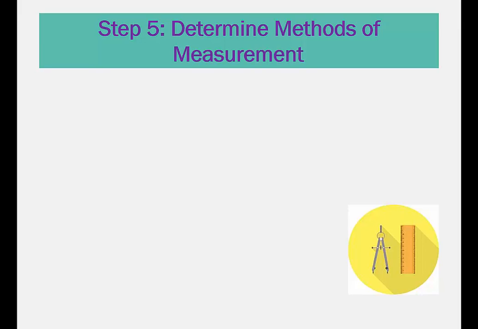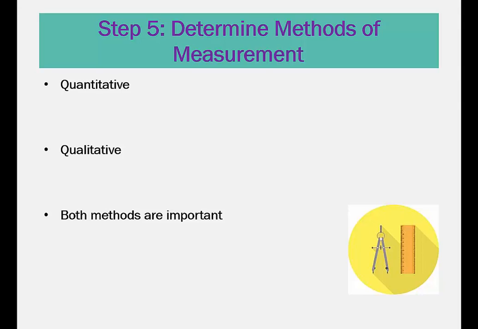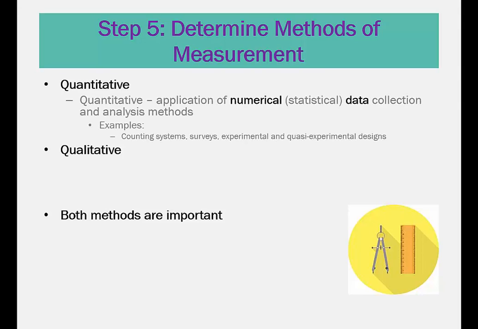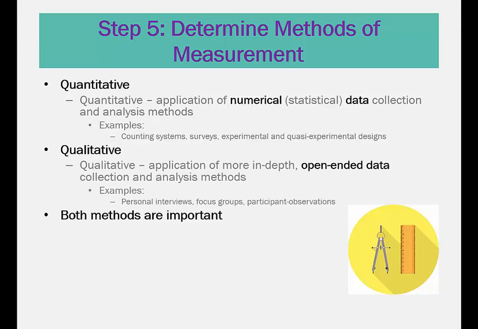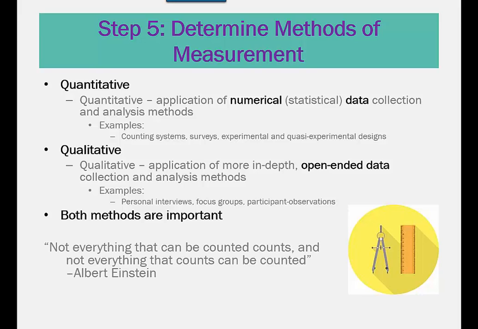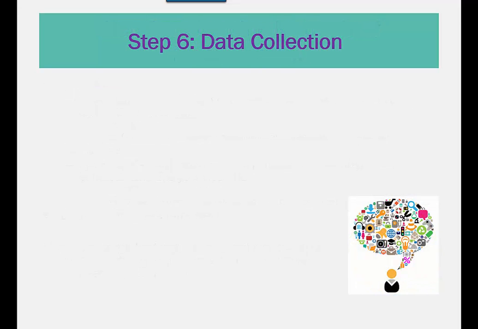Step 5. Determine method measurement. There are 2 types of measurement you can use, quantitative and qualitative. Quantitative is the application of numerical data, typically obtained through counting systems, surveys, and experimental designs. Qualitative is the application of more in-depth, open-ended data, typically obtained through personal interviews, focus groups, and participant observations. As the great Albert Einstein once said, "Not everything that can be counted counts, and not everything that counts can be counted."